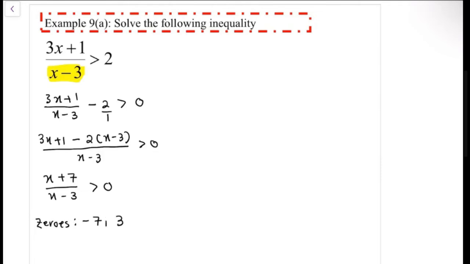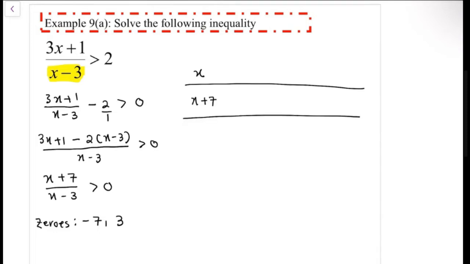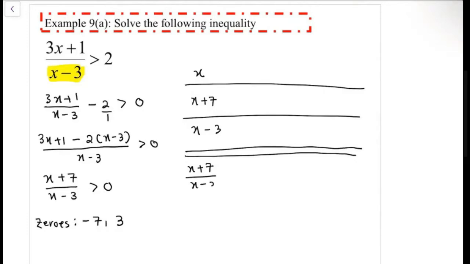Okay, following that, now we may start to construct the table. Alright, so remember our table. First row is our first factor, so x plus 7. And then the next one will be the next factor, x minus 3. And then our last row will be our original function, so x plus 7 divided by x minus 3. Now complete all our number line following the column.